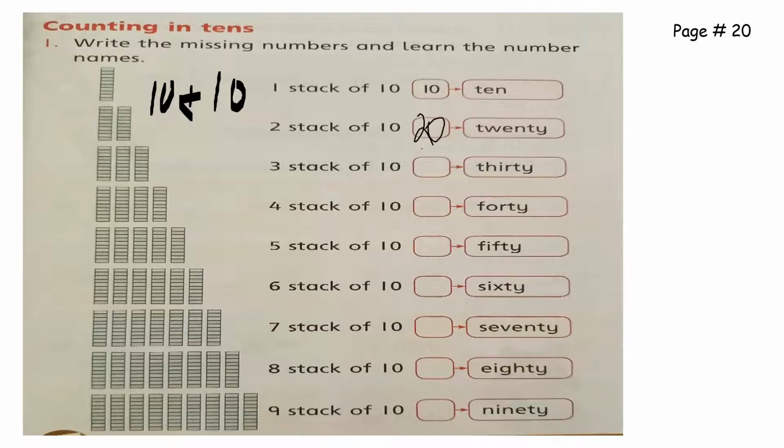3 stacks of 10, 30. 4 stacks of 10, 40. 5 stacks of 10, 50. 6 stacks of 10, 60. 7 stacks, 70. 8 stacks, 80. 9 stacks of 10, 90. Because when you add 10 nine times, it makes 90.